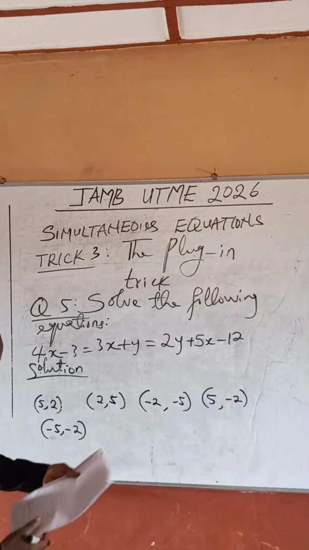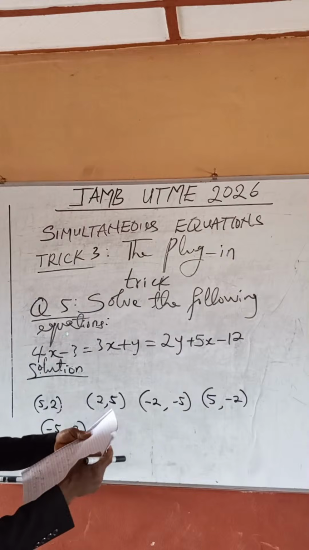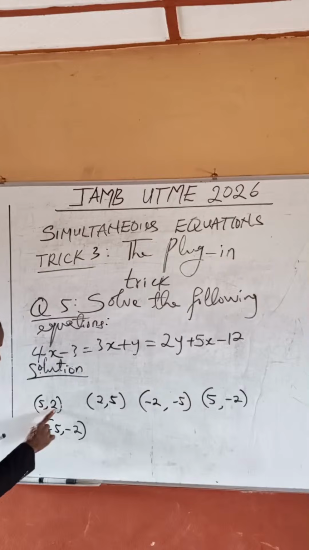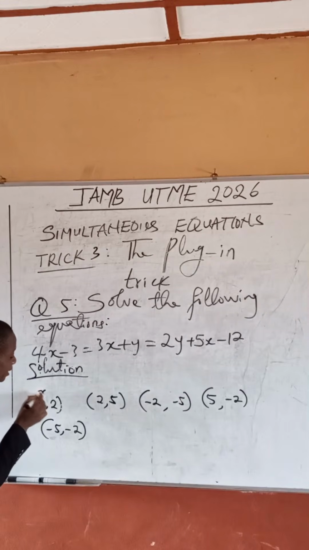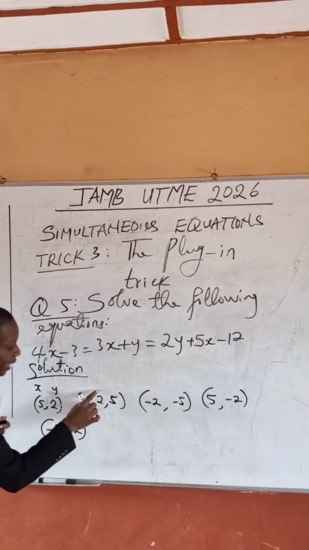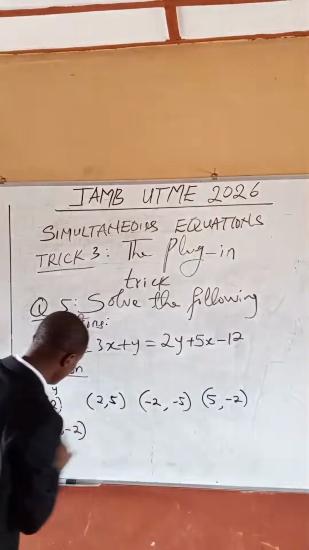So we are going to continue from here. Okay, let's continue now. Plug-in method. This is 5 and 2, right? Remember, this is X and this is Y. Don't forget, the first one here is X. The second one is Y.